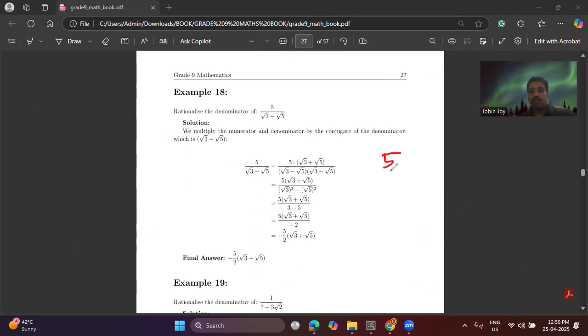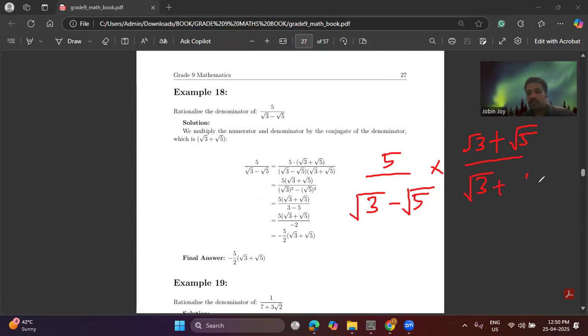Same process: 5 divided by root 3 minus root 5. So multiply by the conjugate; here this is minus, so I am multiplying with root 3 plus root 5 divided by root 3 plus root 5. Okay. So the numerator will be 5 into root 3 plus root 5.